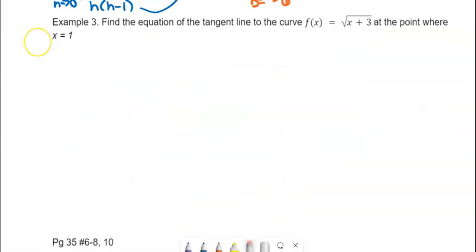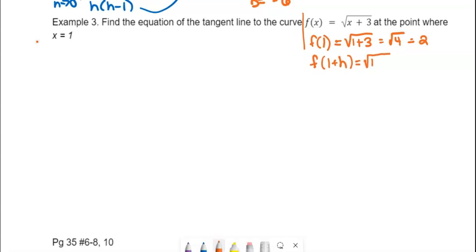Okay, let's do one more. Before I start, I'm going to just to the side here, find f at 1. So I'm going to put 1 in for x. That gives me root of 4, which is 2. And f at 1 plus h. So that gives me 1 plus h plus 3. So that gives me root of 4 plus h. Okay, this just puts some of that work up the side, okay?